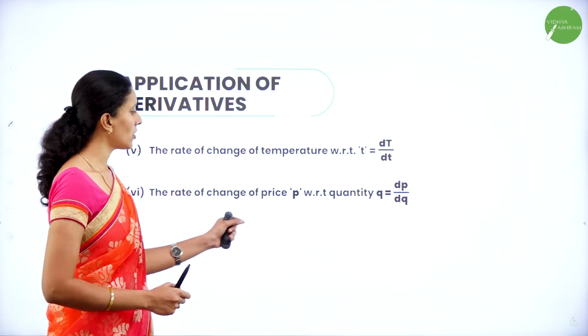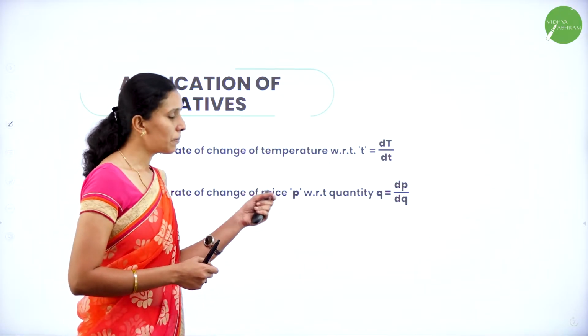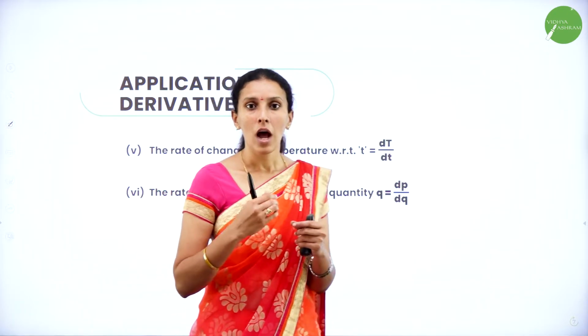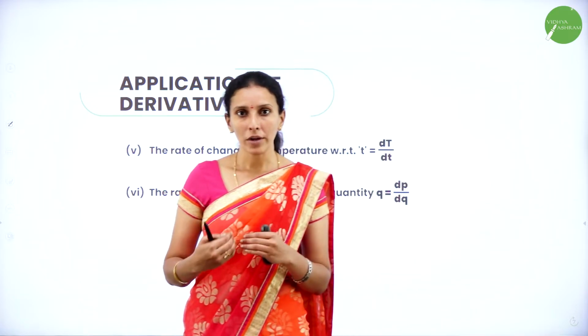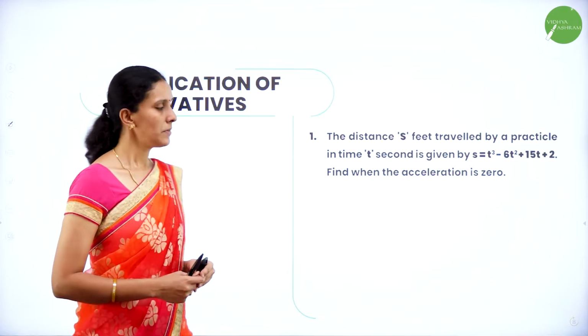Similarly, the rate of change of price P with respect to quantity Q can be written as dP by dQ. So these are a few examples to show how the rate of change of one quantity varies with the other. Let us see the problems.